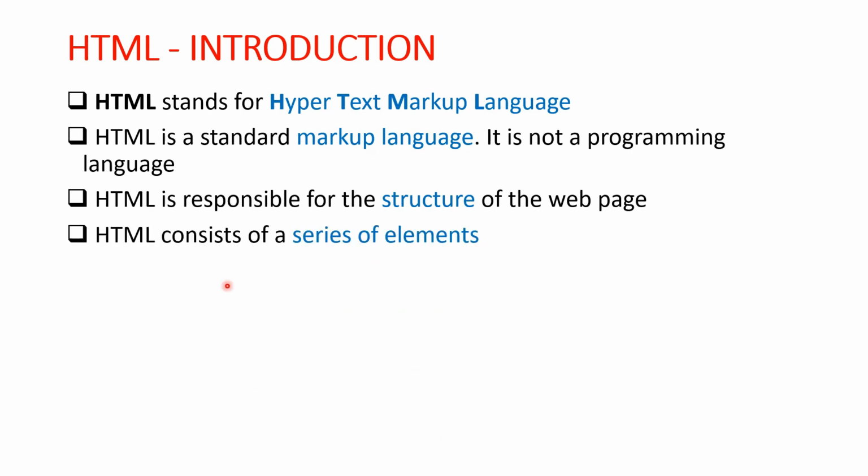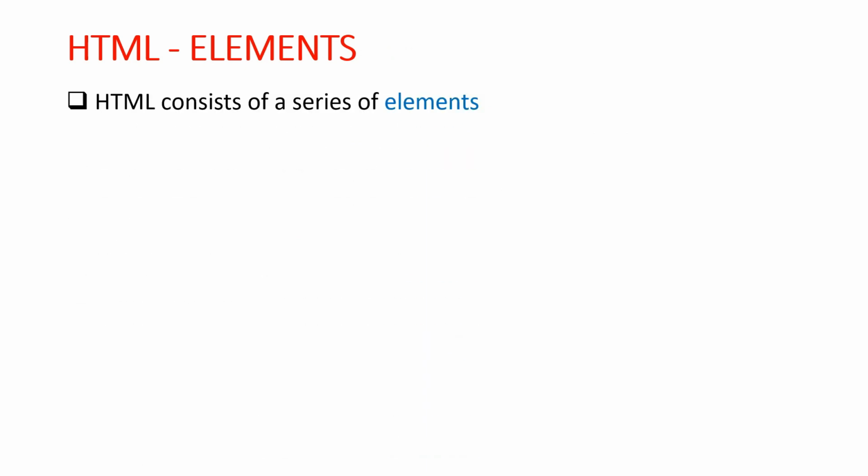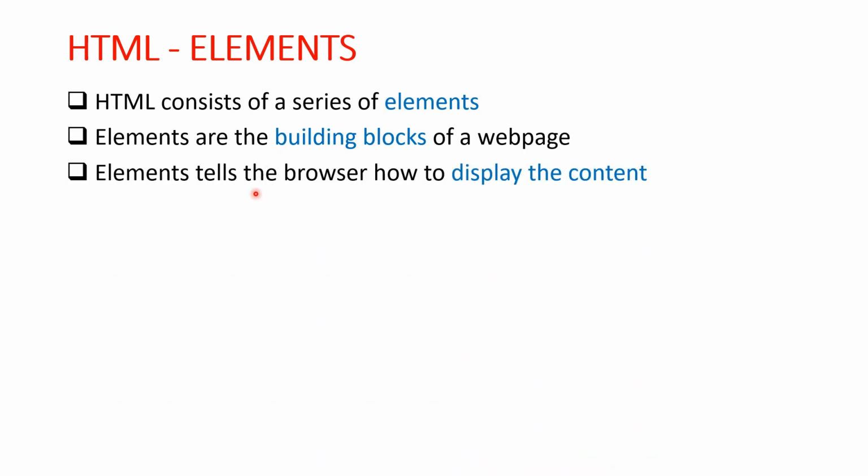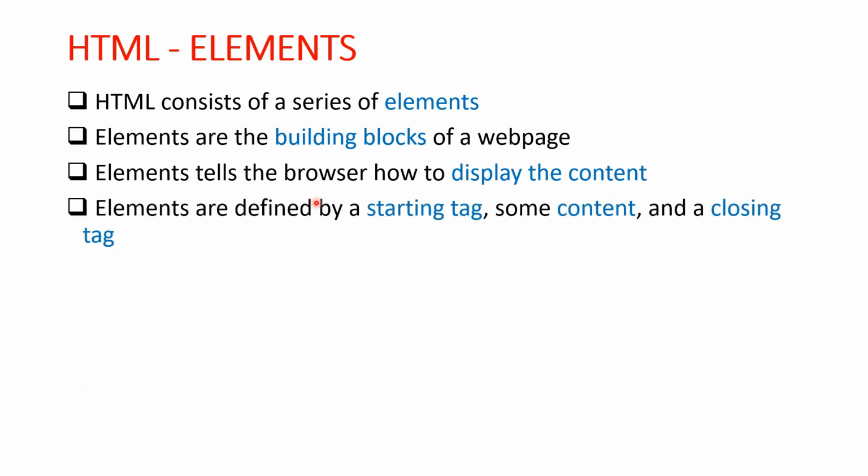HTML consists of series of elements. In the next slide, we will see what is called element. We have seen that HTML consists of a series of elements and these elements are the basic building blocks of the web page. And also, these elements tell the browser how to display the content. That means the HTML element is everything from the starting tag to the closing tag. And we can define HTML element by a starting tag, some content and a closing tag.